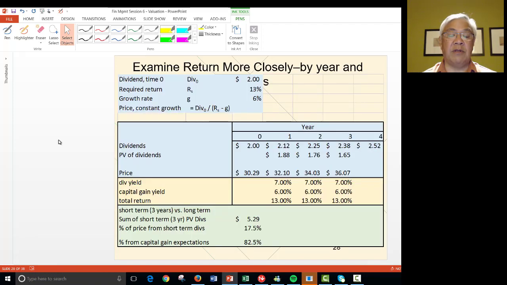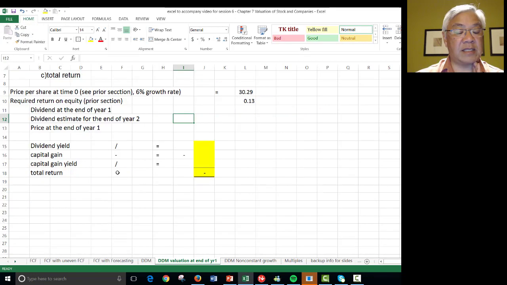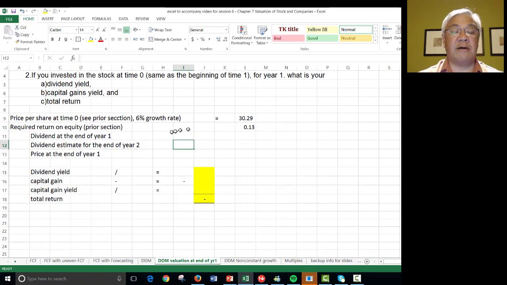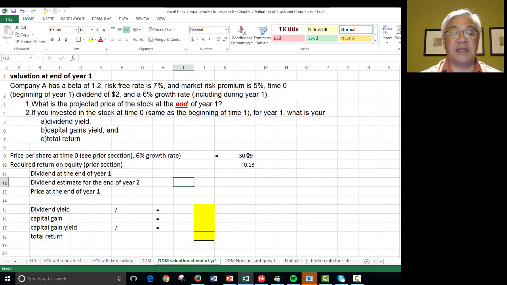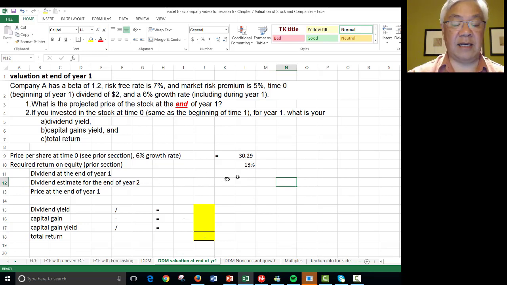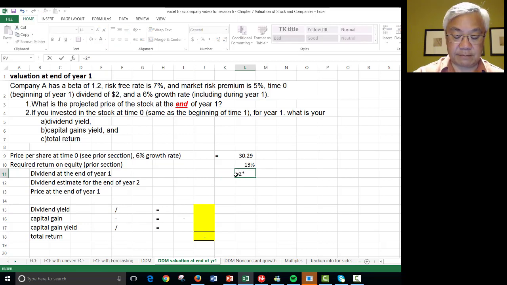And we will do it in Excel, right? So we'll break out and create this model. So first, we could say, what is the price per share at time 0? So that's 30.29. We got that just in the prior section. What is the required return? That was the 13%, and that's based on WACC. And here's the new part. So what is the dividend at the end of year 1? We had dividend of 2 times 1 plus 0.06.